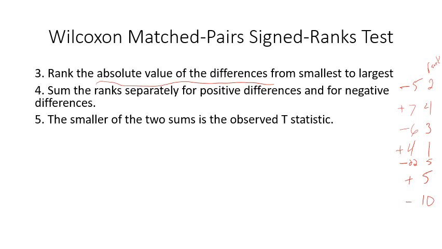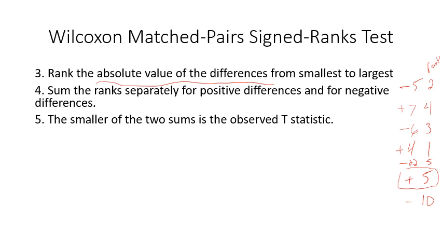The smaller of the two is our observed t. So the smaller of the two is 5. That's our observed t. There is actually no math to do in this one other than ranking them and doing the absolute values. That's one of the reasons I love this test: there is no formula. We just did essentially everything you need to do.